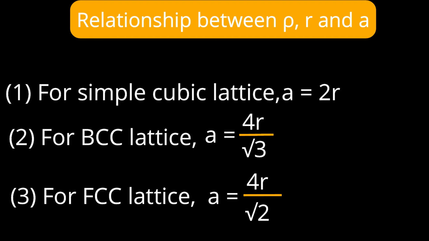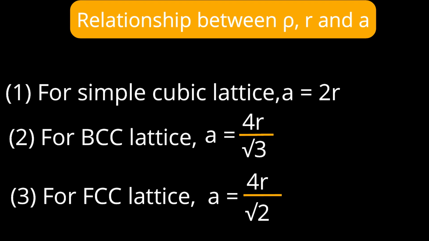A total of 3 cubic lattices are in your syllabus. Let us talk about them. For simple cubic, meaning primitive cell, A is equal to 2R. Atoms at the corners of a cube are touching each other, meaning the unit cell parameter is equal to double the radius.